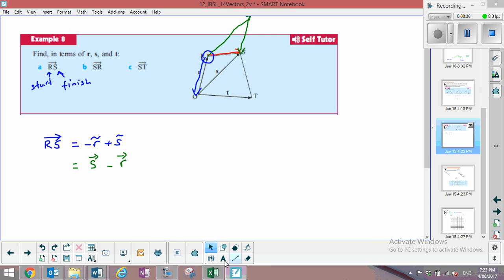So let's put some labels on. This is minus r. And this is positive s. So vectors, remember, can be located anywhere. The main thing is they have a magnitude and direction. We'll leave the other two and have a go with those in class.